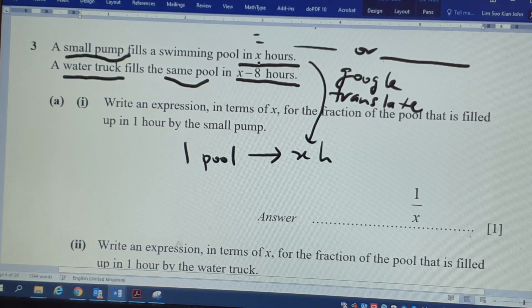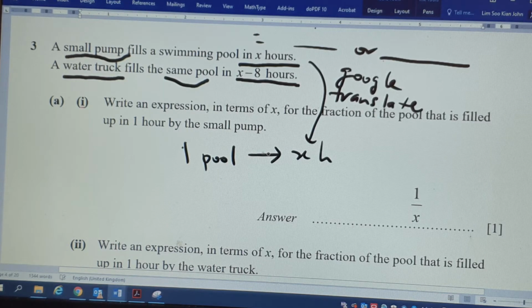So what you need to do, you are a translator, like a translator working for some embassy. Then they speak in English, okay? But you need to translate it to mathematical language. So that's what you do.